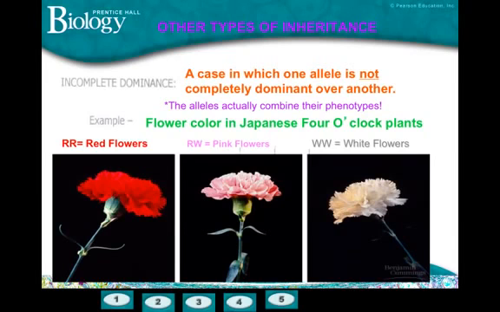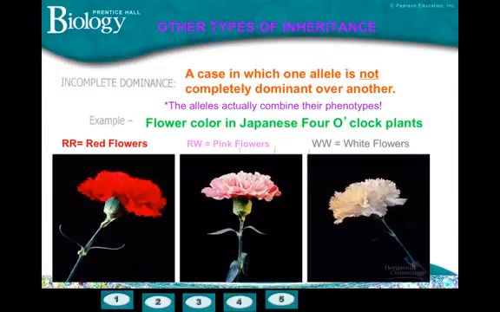So here we are, looking at other types of inheritance, because not everything in the natural world follows Mendelian rules of dominant and recessive. One example is called incomplete dominance, a case in which one allele is not completely dominant over another. The alleles actually combine their phenotypes. One example is the flower color in Japanese four-o'clock plants.